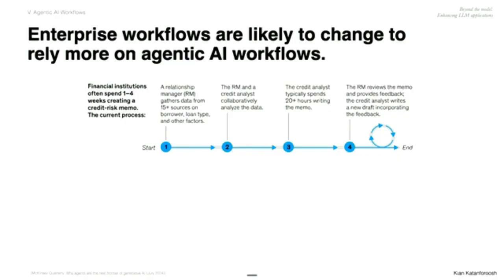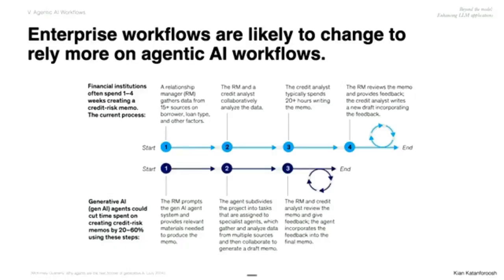Then the credit analyst typically spends 20 hours or more writing a memo, and then goes back to the relationship manager. They give feedback, and then they go through this loop again and again. And it takes a long time to get a credit memo out. They then ran a research study where they changed the process. They said Gen AI agents could actually cut time by 20 to 60% on credit risk memos.